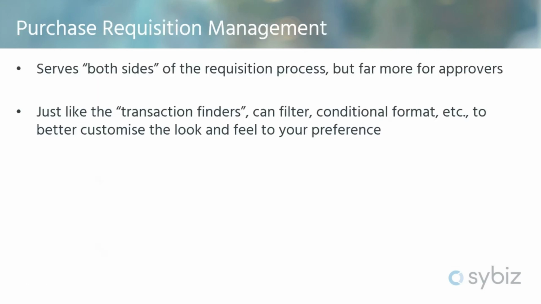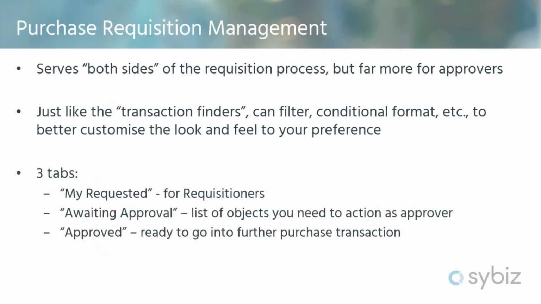Purchase requisition management, however, is a bit easier to cover. It is going to serve both sides of the requisition process. In saying that, it's probably more useful for those who are approving as opposed to requisitioning. Just like the transaction finders, you can filter, conditional format, etc. I'm not going to go through specific examples in relation to this grid on those items, but suffice to say that it is an option for you.